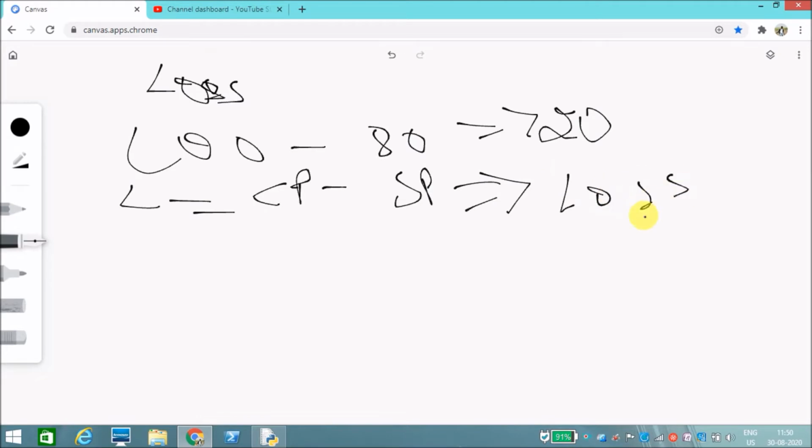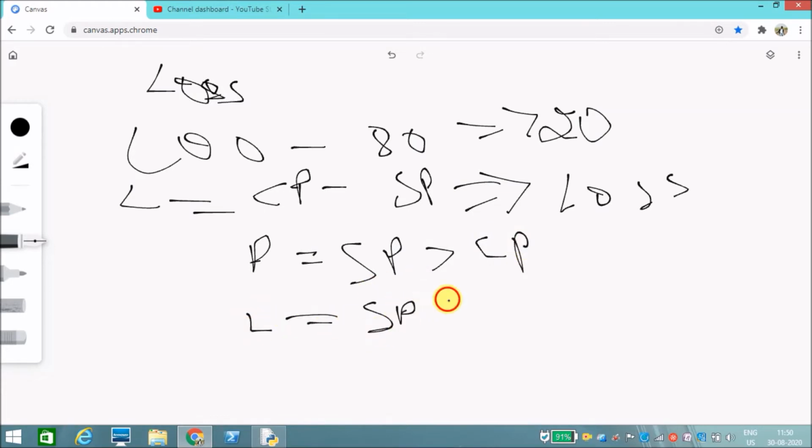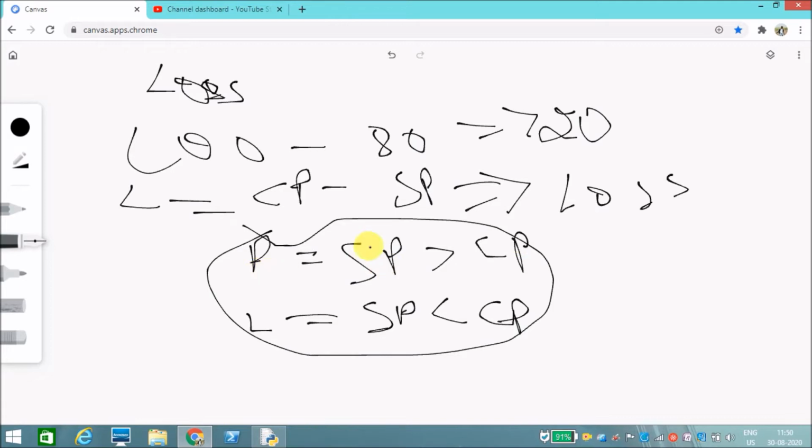One trick is, see, for profit, the selling price is always greater than the cost price. For loss, the selling price is always less than the cost price. This is a trick you should remember. For profit, selling price is always greater than cost price. For loss, selling price is always less than cost price.